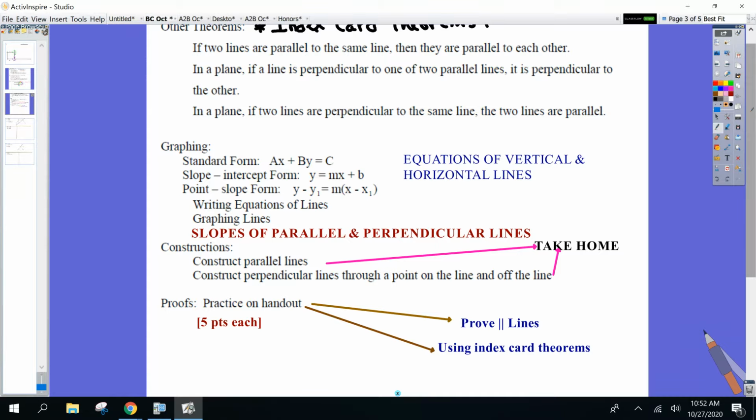A couple things I want to fill in here with you before I take your questions from the quiz. First thing, equations of vertical and horizontal lines I have up here. There will be a few questions where you have a vertical line and you've got to figure out what the equation is. You'll have a horizontal line. What's the equation? So real quickly, if you have a vertical line, any vertical line comes in the form x equals a number.